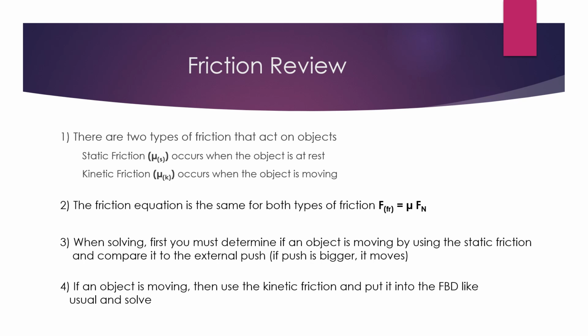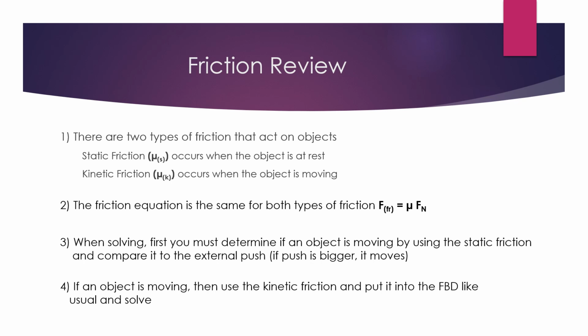I need you to know there's two types of friction that act on objects. Static friction is when the object is at rest. Kinetic friction is when the object is moving, sliding across the surface. So think about the couch still and then pushing the couch across the room. One is static friction, one is kinetic friction. I need you to know that the friction equation is the same for both types of friction. This is the generic equation. The force of friction equals the coefficient of friction times the normal force.